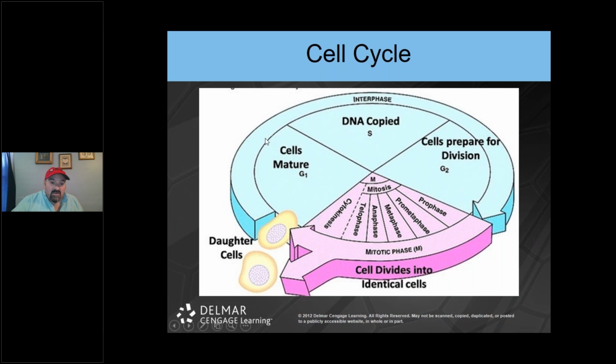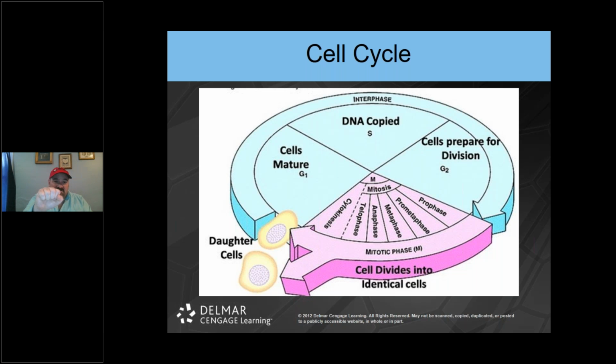Well, here we have this area right here, which is interphase. Primarily, the life of the cell takes place here. Cells mature, DNA is copied, cells prepare for division. Only a small percentage of the cell life is spent in mitosis. Now, you've probably heard this term, mitosis, cell division. It's PMAT: prophase, metaphase, anaphase, telophase. There are hand motions that I've learned, but I didn't create them, and I think they're pretty cool. Prophase, metaphase, anaphase, telophase. Now, at the end, in telophase, we have two identical daughter cells.